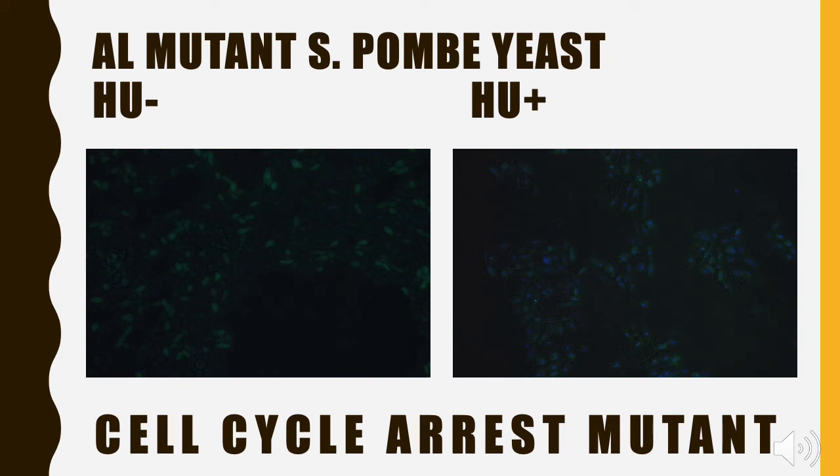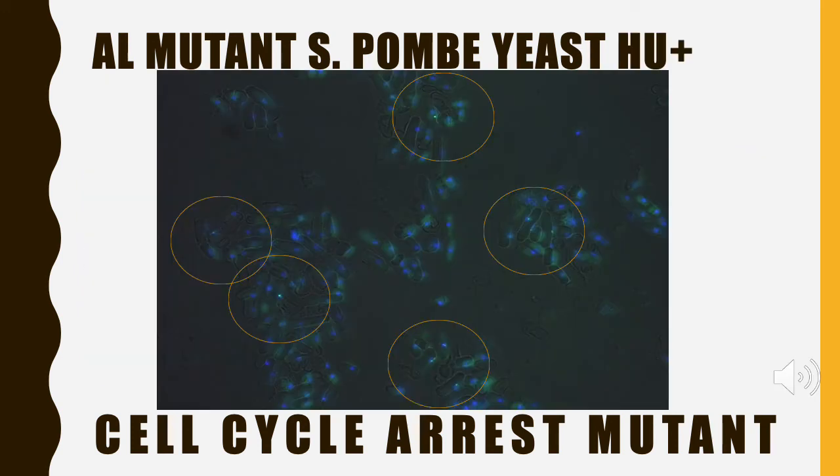Here we have the AL mutant of the S. pombe yeast in the fluorescence microscope pictures. In these pictures, you can see that there is a mixture of short and long cells in both of the samples, HU positive and HU negative. They have a high Rad22 GFP presence in the nucleus in the HU positive but not HU negative, and unequal DNA distribution in the HU positive sample.